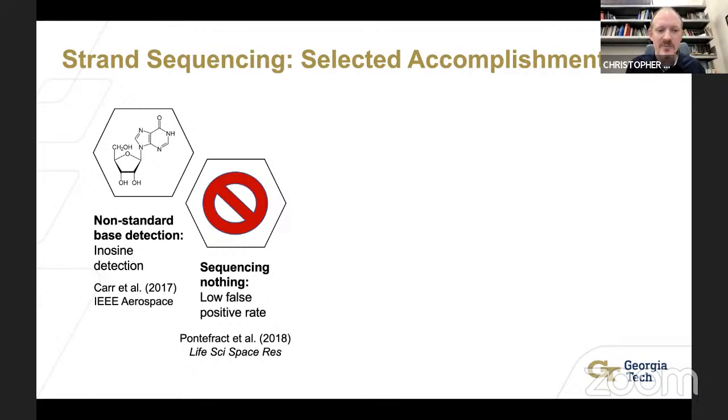Another thing that we did was we wanted to establish that the false positive rate for this technology was low. So we literally sequenced nothing in as many different ways as we could think of. And through that work and through testing different algorithms, we were able to show that despite some original early false positives, those have since been addressed through changes in chemistry and base calling algorithms.